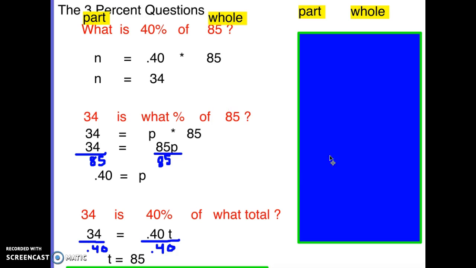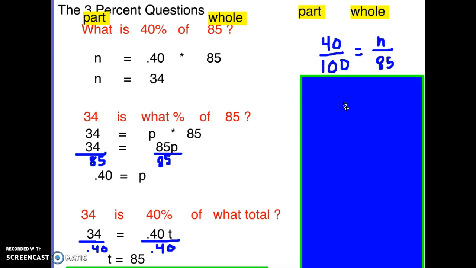You could also solve the problems using proportions. So here is the first one. We're going to write it as 40 is to 100, that's 40%, as part is to whole. The part is what we don't know, part is to 85. And then if you remember cross products, you'll just multiply across like this, and then solve for n. So this is your part, and this is your whole.